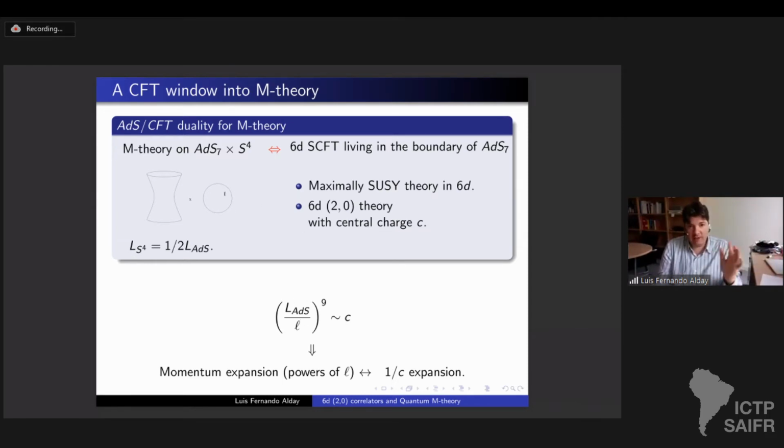And this duality also gives us the dictionary between the radius, the 11-dimensional Planck length L, and the central charge of the CFT, C. Notice from this dictionary that a momentum expansion, which corresponds to an expansion in powers of L, maps to an expansion in 1 over C. Please do let me know if there are questions because I cannot see the chat. So someone do let me know and stop me if you have any questions.